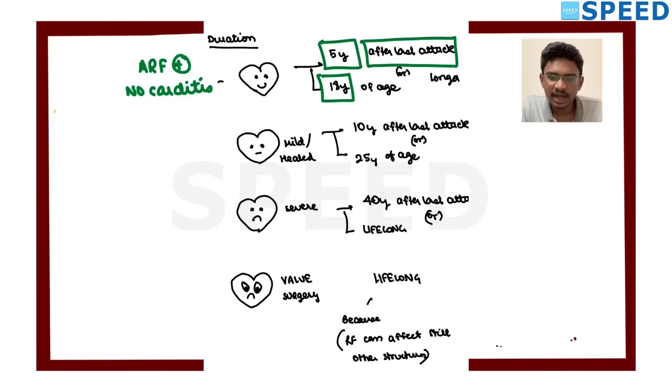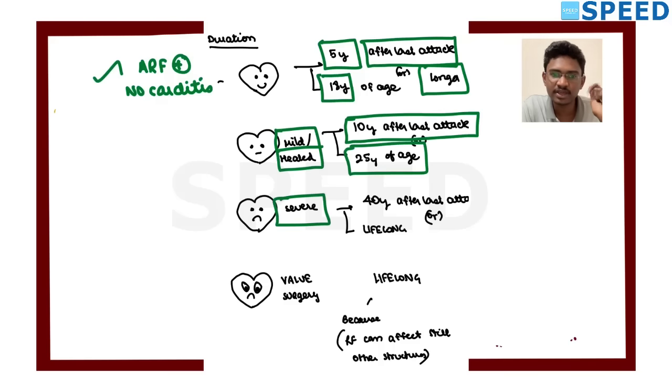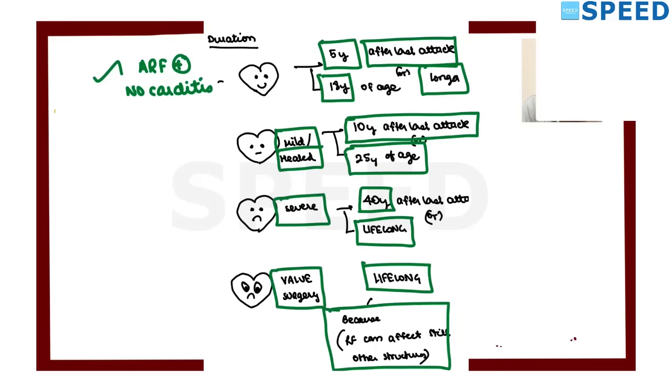When the patient has acute rheumatic fever with no carditis, you should give it for 5 years since the last attack or 18 years of age, whichever is longer. If there is mild carditis or healed carditis, you should give it for 10 years since the last attack or 25 years, whichever is longer. If the patient has severe carditis, you will give it for 40 years since the last attack or lifelong, whichever is longer. And the last thing, valve surgery. After valve surgery also, disease is possible in the remaining valves, so lifelong prophylaxis should be given even after valve replacement.